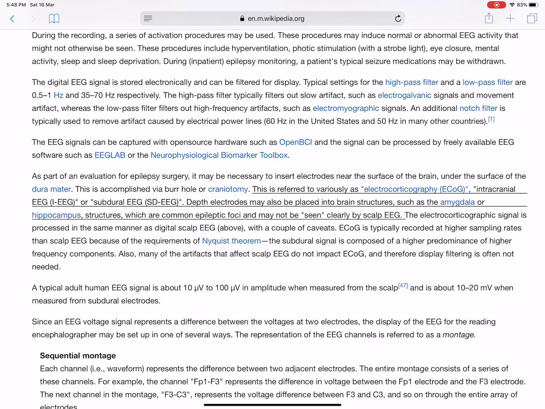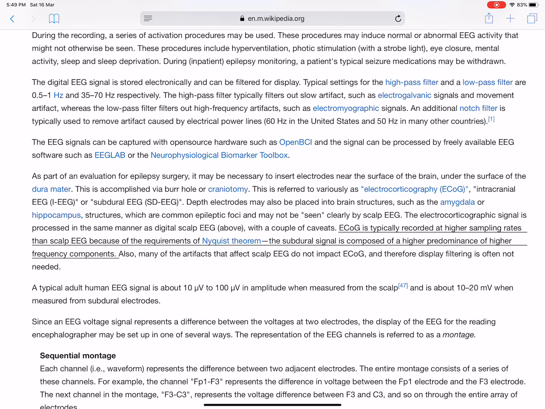Depth electrodes may also be placed into brain structures, such as the amygdala or hippocampus, which are common epileptic foci and may not be seen clearly by scalp EEG. The electrocorticographic signal is processed in the same manner as digital scalp EEG above, with a couple of caveats. ECoG is typically recorded at higher sampling rates than scalp EEG because of the requirements of Nyquist theorem. The subdural signal is composed of a higher predominance of higher frequency components. Also, many of the artifacts that affect scalp EEG do not impact ECoG, and therefore display filtering is often not needed.